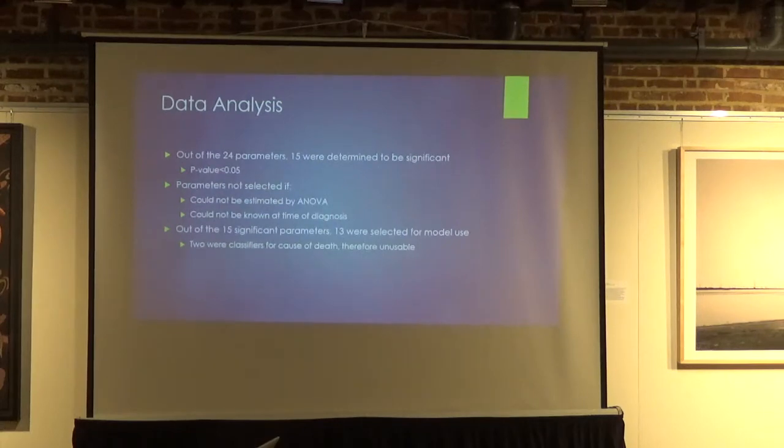So out of the 24 parameters that were selected, 15 were determined to be significant through the statistical analysis. And the parameters were not selected if they could not be estimated, or they could not be known at the time of diagnosis. So they were after the fact, because the idea is to predict things, right? So out of the 15 significant parameters, 13 were selected for use by the model.